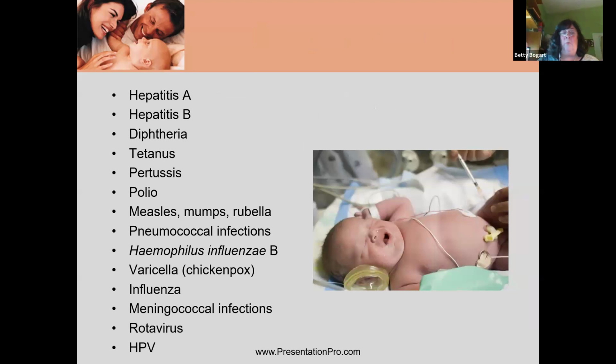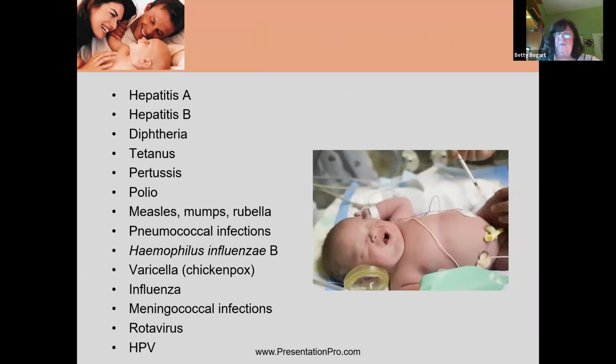There's a whole bunch of immunizations that we give. We know hepatitis B is the first, in the hospital usually, okay? Remember, we give it in the vastus lateralis, the upper outer thigh. We don't give it anywhere else. Even the vitamin K, upper outer thigh, we give it.